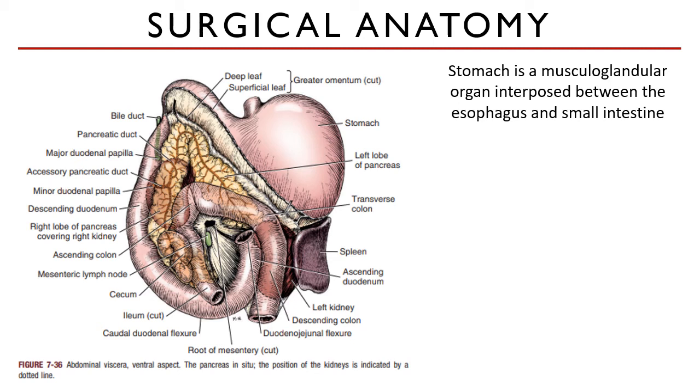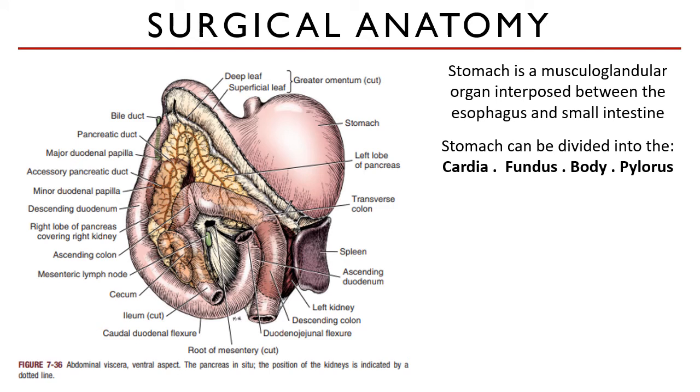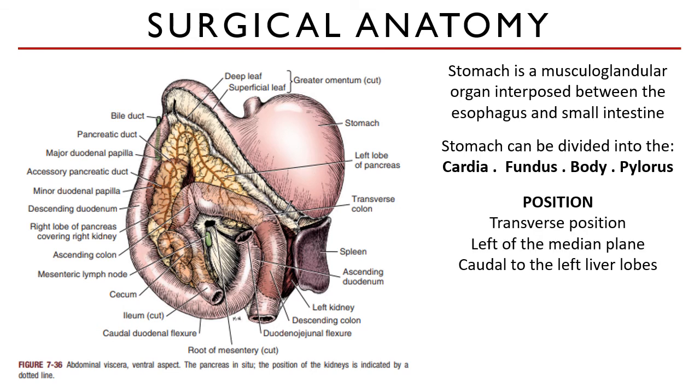The stomach again is divided into 4 regions. The cardia is the most anterior portion, wherein the esophagus empties to, followed by the short fundus, and then the body or the antrum, and the pylorus, which connects the stomach to the duodenum. The pylorus contains the pyloric sphincter. The stomach is positioned transversely and left of the median plane.